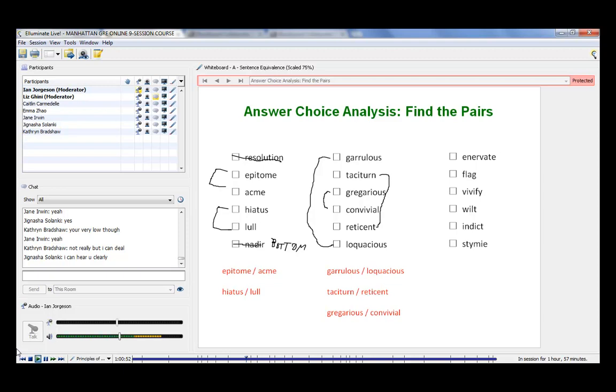Okay, last one. Catherine, what did you think about this last one? All right, we've got a vote for enervate and wilt. Both mean to sap energy. Are there any other words that might go with that? Okay, what does vivify mean? Anybody know vivify?